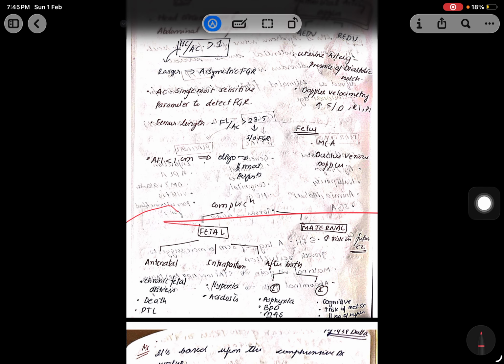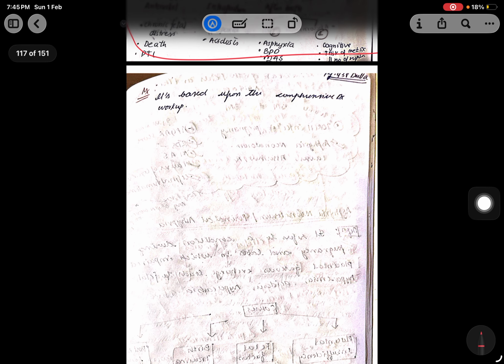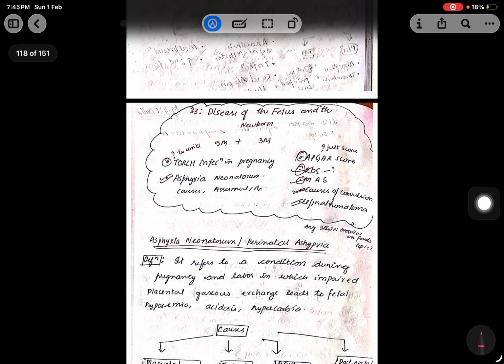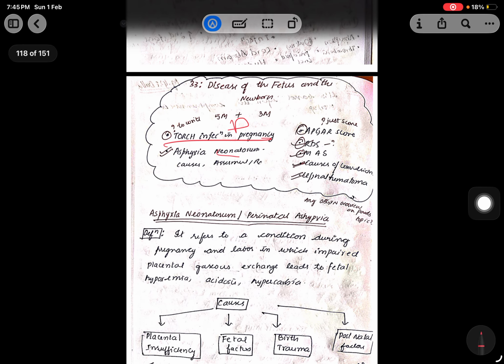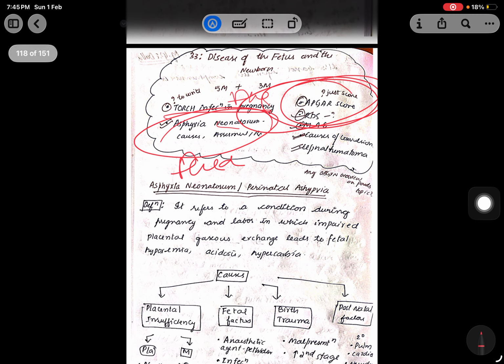Complication, again divide it in the same way and just present it. Okay, again we'll discuss it last. Again, this is something to do with peds, everything.